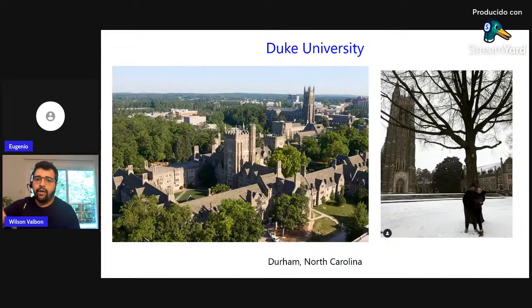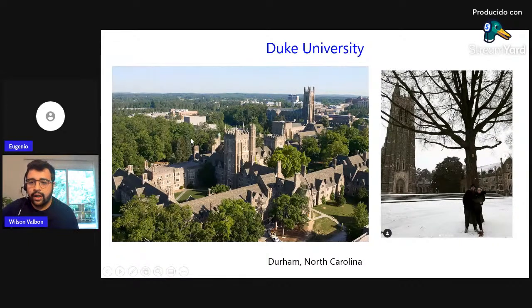So I'm located now at Duke University. Duke is a small and beautiful university here in the center of North Carolina. The city is called Durham. I hope you guys can see my cursor here. It's a beautiful university, a Gothic-ish university. It seems that I'm inside the Harry Potter movies, even though I don't like the Harry Potter movies, but it looks like I'm inside the movies.